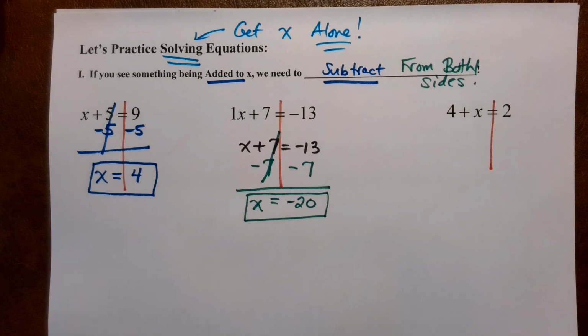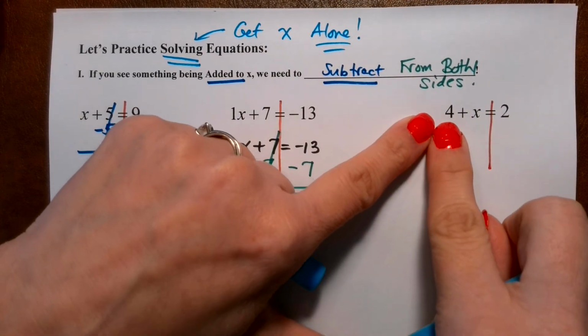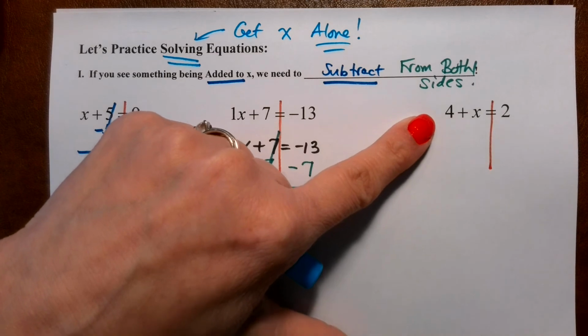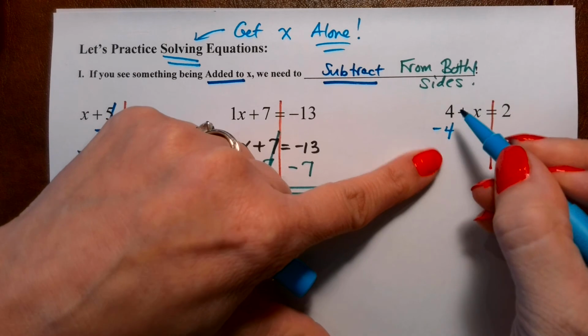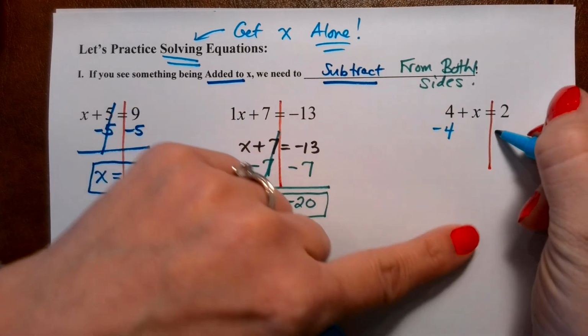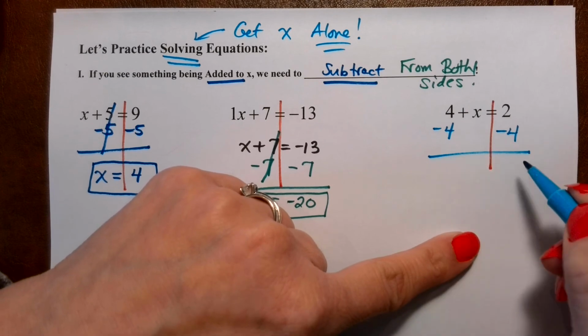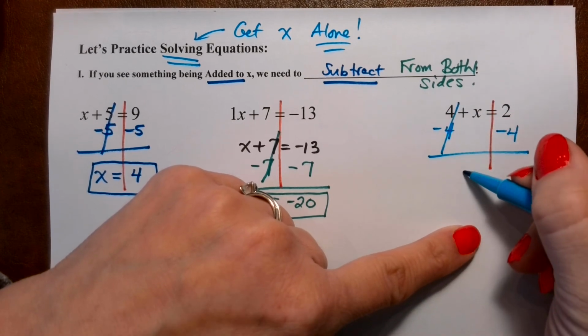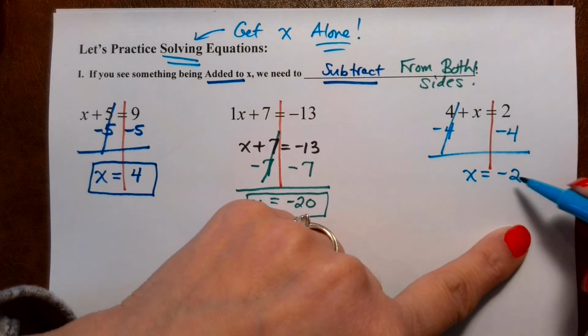If we see 4 plus x, so the x has a 4 being added to it, the inverse of adding 4 would be to subtract 4. What you do to the left, you have to do to the right. Both sides to keep it balanced. The 4's cancel, and now x is alone. 2 minus 4 is negative 2.